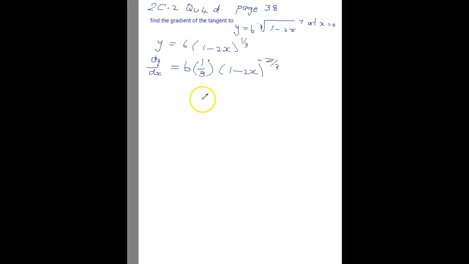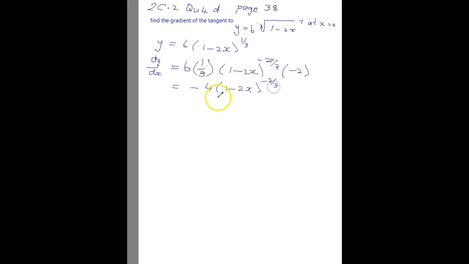And then the last step is to find the derivative of the u function 1 minus 2x. So I'm doing all of this in my head. The derivative of 1 minus 2x is just minus 2. And I'm multiplying it by minus 2. So let's just write that a bit more neatly. 6 times 1/3 is positive 2. Positive 2 times negative 2 is negative 4. And so I'm just rewriting 1 minus 2x to the minus 2/3.